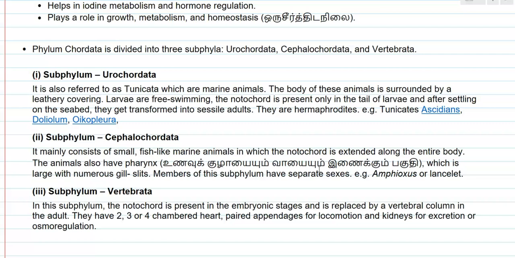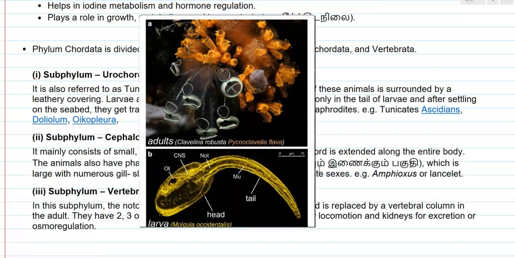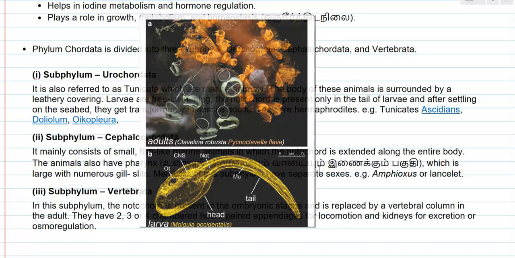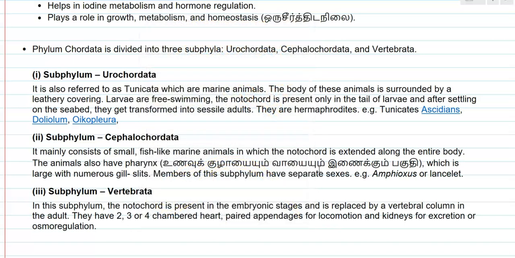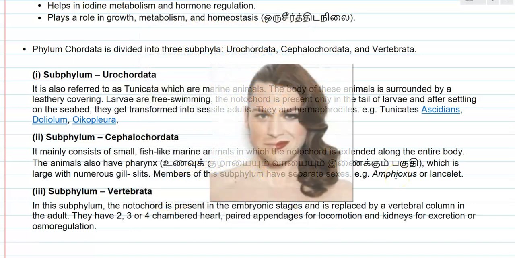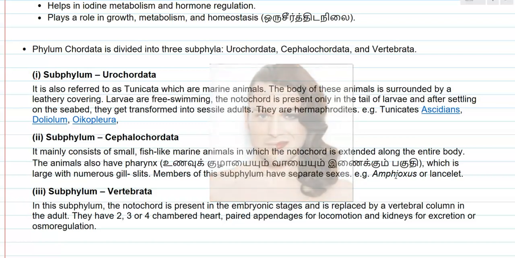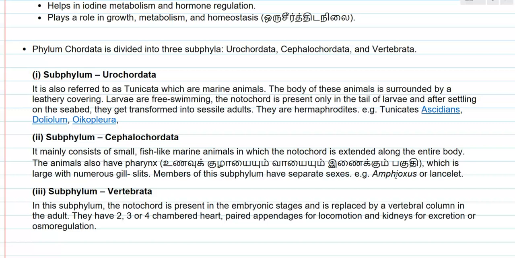The notochord is present only in the tail of the larva. After settling on the seabed, the larvae get transformed into sessile adults, that is, non-moving adults. They are basically hermaphrodites in nature. Examples of the urochordates are tunicates, such as Ascidians, Doliolum and Oikopleura. These are some of the genera that come under the subphylum Urochordata.